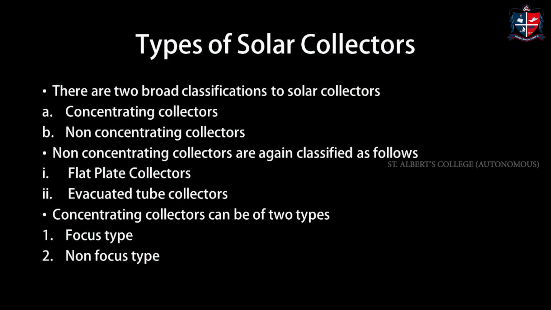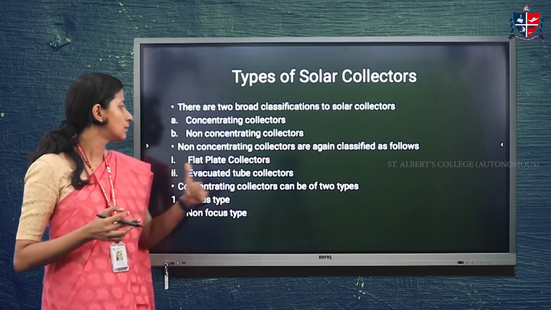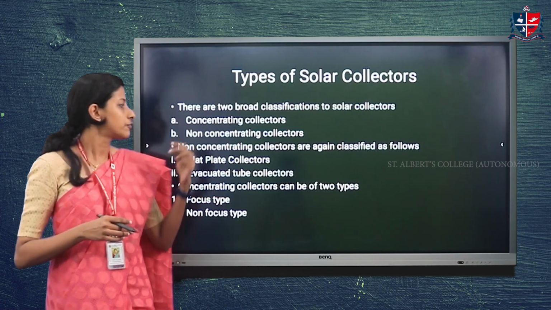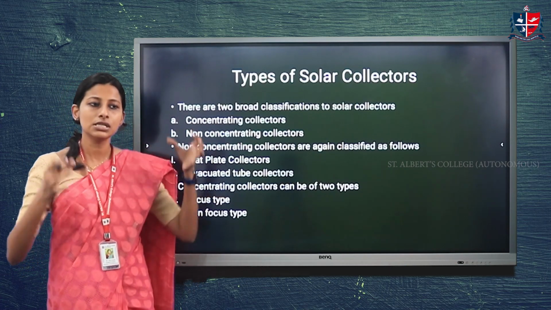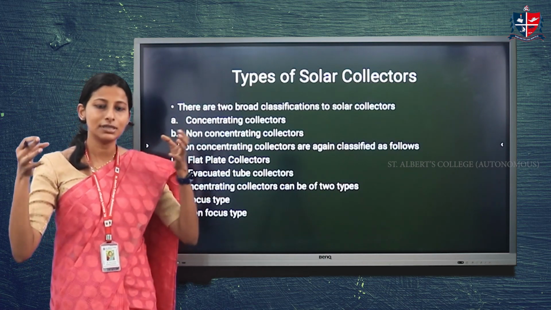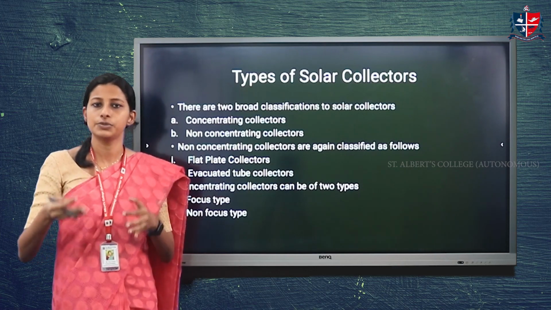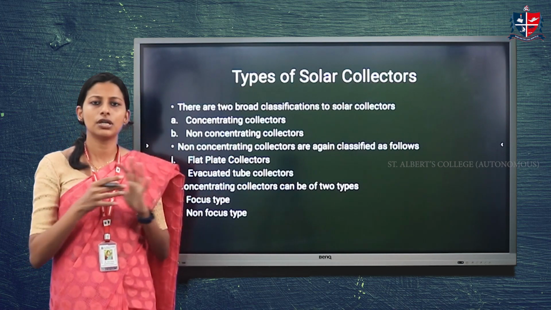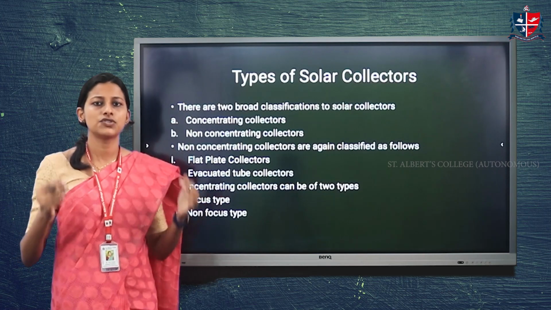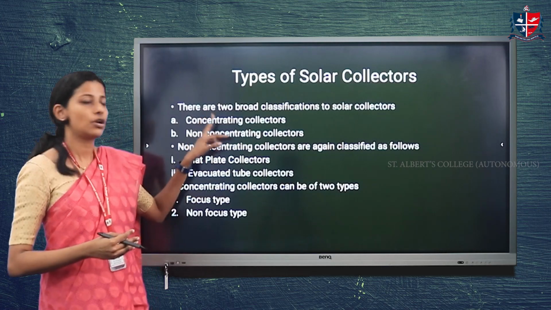Broadly, solar collectors are classified into two types. One is concentrating collectors and another is non-concentrating collectors. From the word itself, we know concentrating. What does that mean? Concentrating means the energy that comes from the sun is not taken as it is. It is concentrated into a particular position and then used. When it is non-concentrating, it doesn't get concentrated. Nothing is done. The sunlight is taken as such and used for the application. So that is the broad classification.